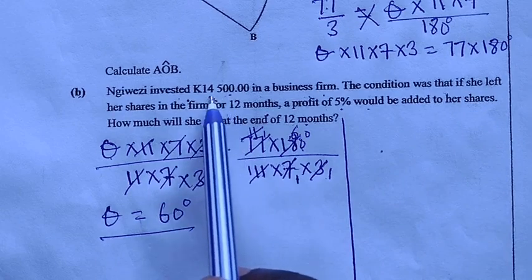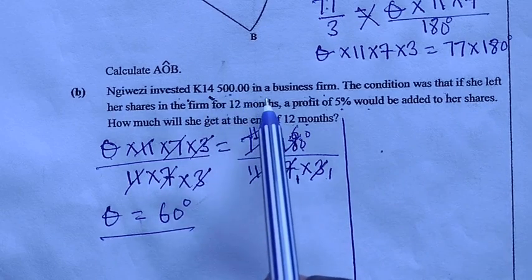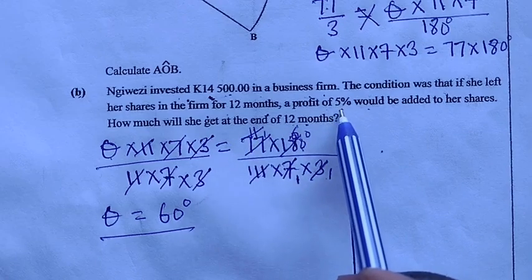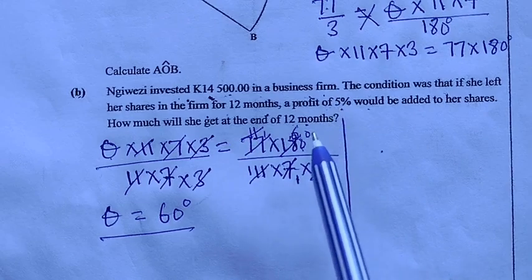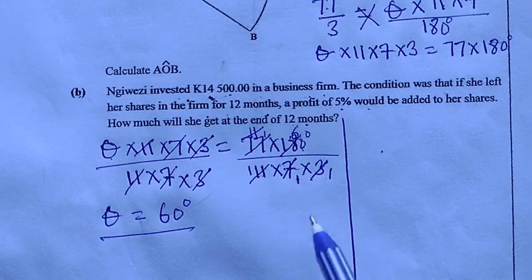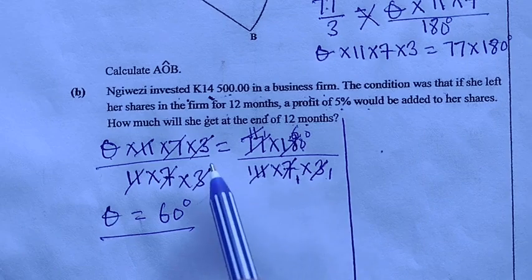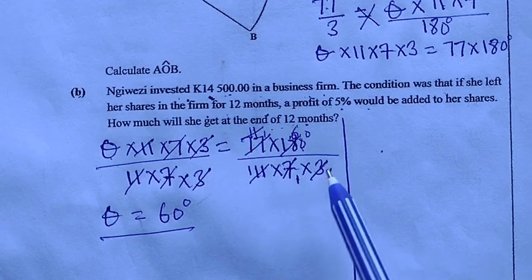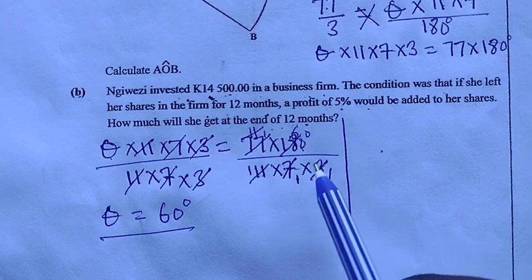So this person invested 14,500 kwacha in a business. If she decides to leave the business, only the 5% profit will be given to her initial investment. In order for us to find how much she will get at the end of 12 months, we need to find the 5% of her shares.